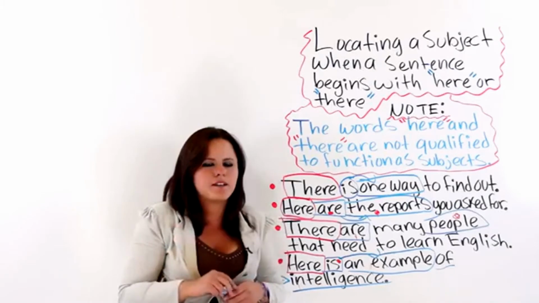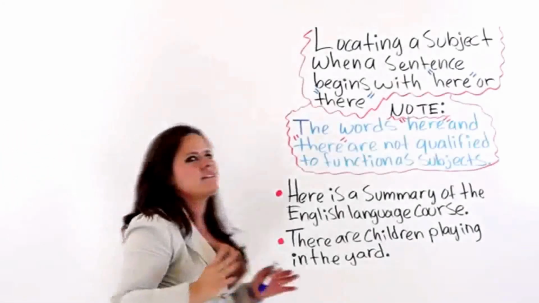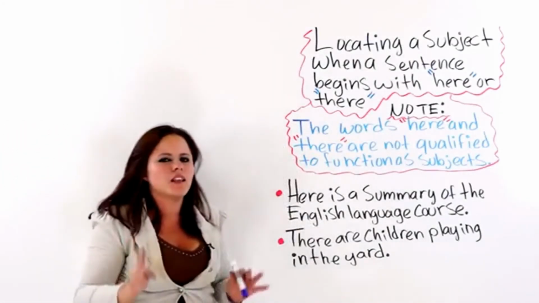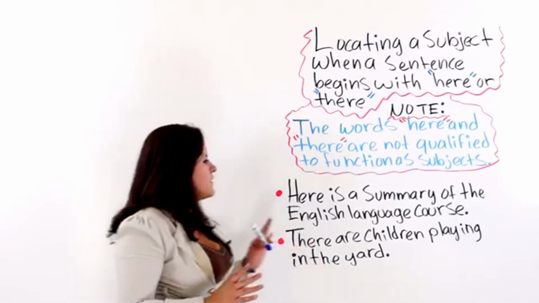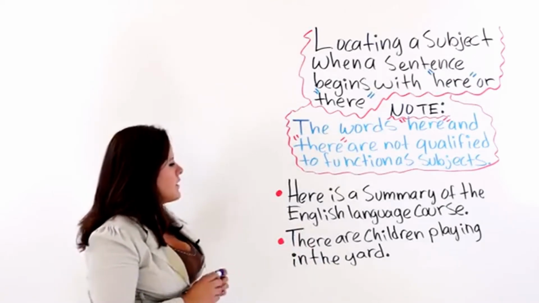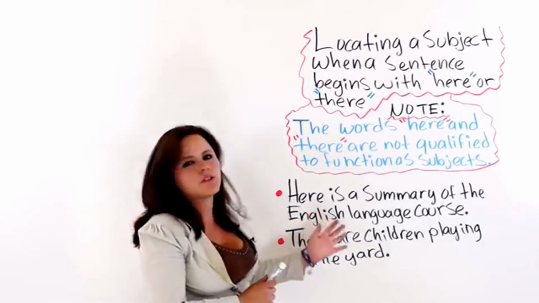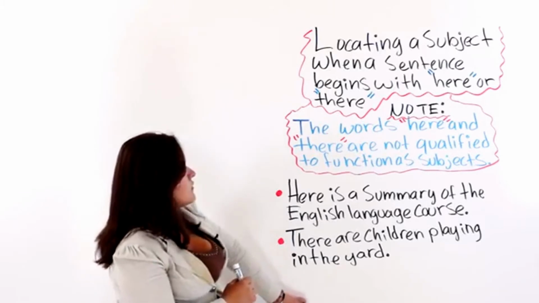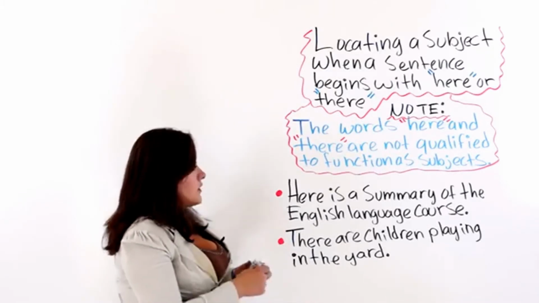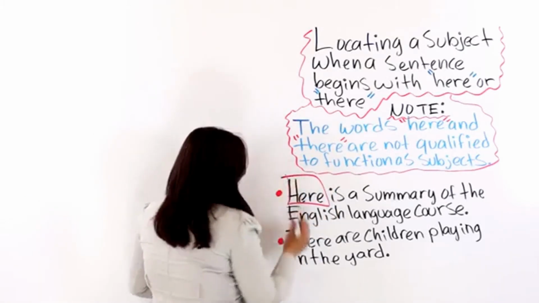Next, I will give you more practice sentences and examples so that you can keep practicing with me. Alright, now you are going to help me locate and underline the verb. Okay? The first one says, here is a summary of the English language course. So which of these words do you think is the subject? We know that the words here and there are not qualified to function as subjects, so we are just going to ignore them temporarily.